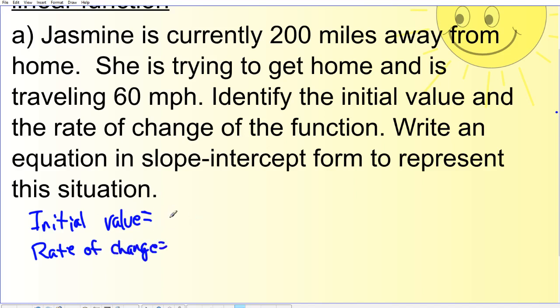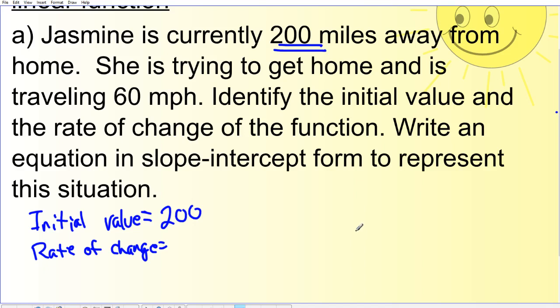So the initial value is at the beginning of the problem, how far away from home is she? Because that seems to be what's changing, right? Her distance away from home. Well, she is currently 200 miles away from home. That's the initial value. At the beginning of the problem, she's 200 miles away from home.